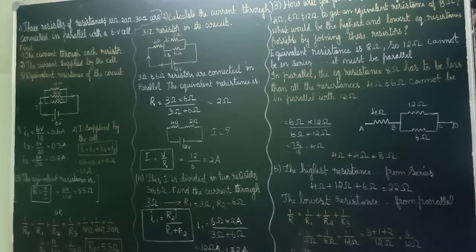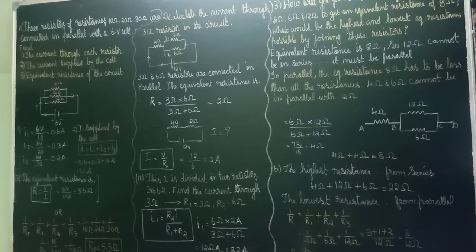So I1 is equal to V by R1. Which is R1 here? 10 ohms. So V is the 6 volt battery, no? So 6 by 10 ohms is equal to 0.6. What is the unit here? Amps. Because it is current. Same way we will find for all the 3. I2 you see 6 by 20. I3 is 6 by 30. Got it. Okay, this is current through each resistor.